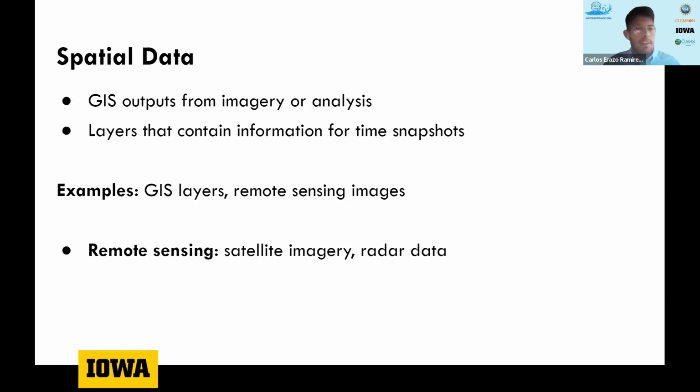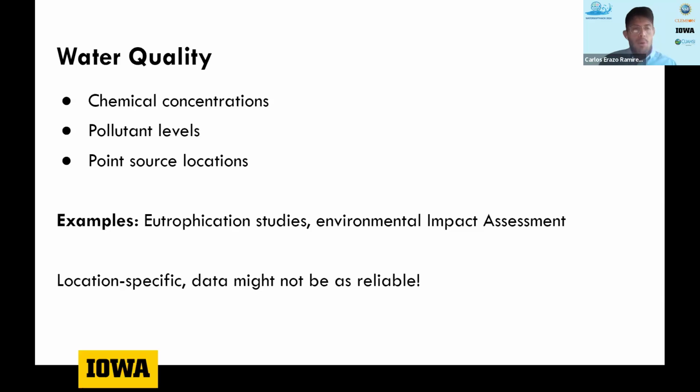And there are layers that contain information from time snapshots. So it is in itself time series data too. And these layers include remote sensing, satellite imagery, radar data, and so on and so forth. Water quality, again, just as the example that I was saying with Iowa: chemical concentrations, pollutant levels, point source locations.